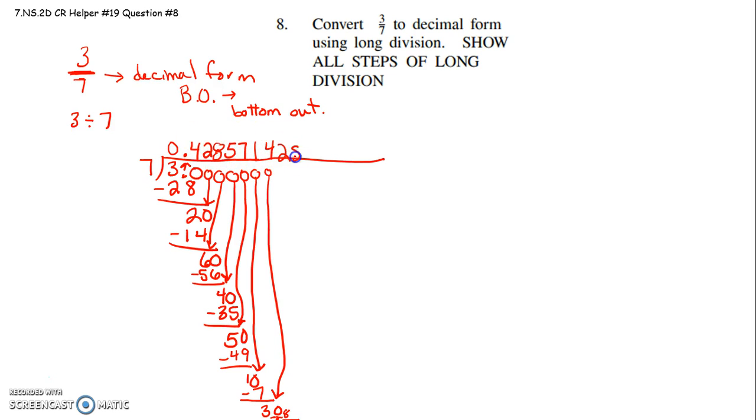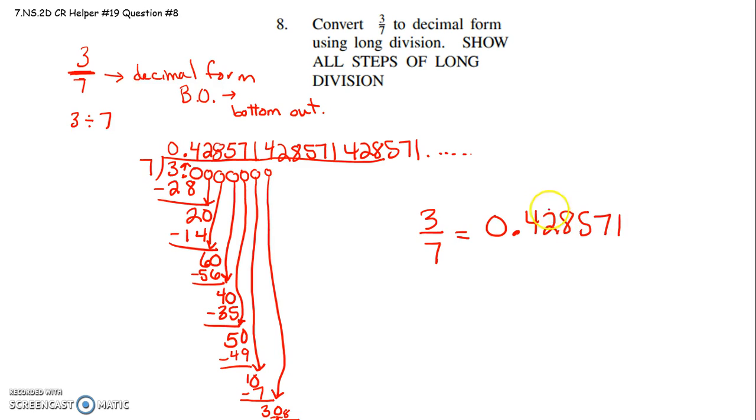428571. 428571. And that will actually go on and on and on forever with that repeat. So 3/7, if I want to write it using bar notation, would be 0.428571. Then I put a bar over all those, and it's just going to repeat like that forever. I hope that helps.